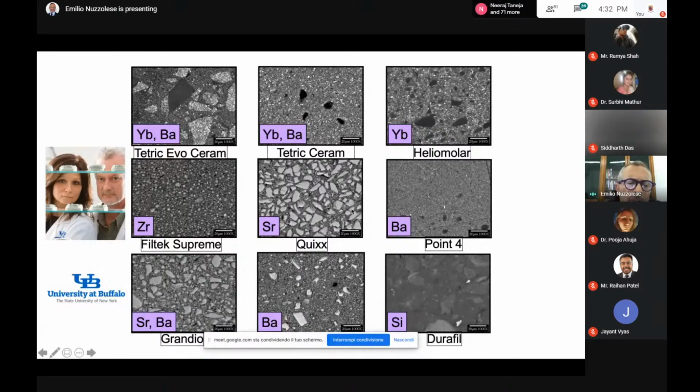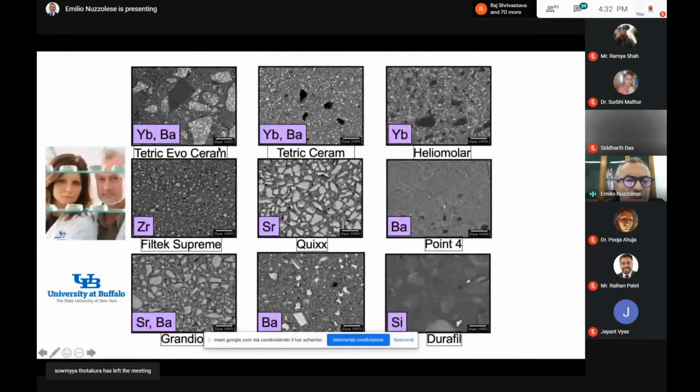Out of some of the research of Dr. Peter Bush, also the magnification of certain composite companies' compositions, Tetric, Filtek, Durafil, they all have a different matrix because these composites have a patented formula, and each of them has a different composition.